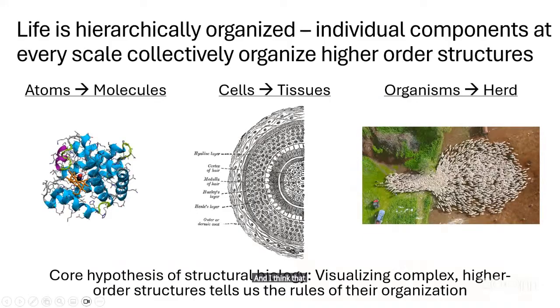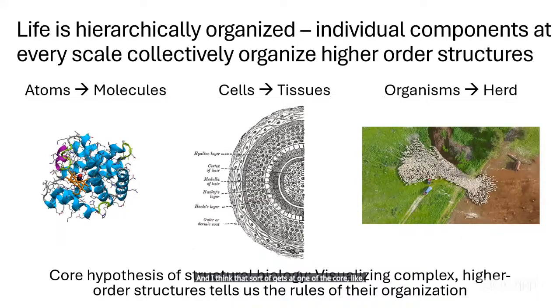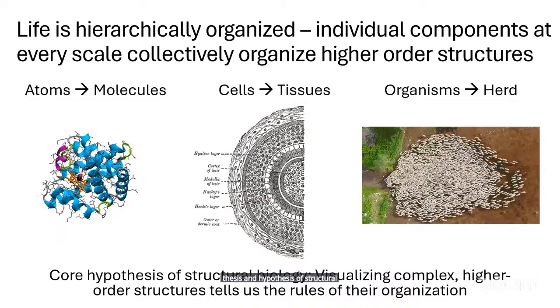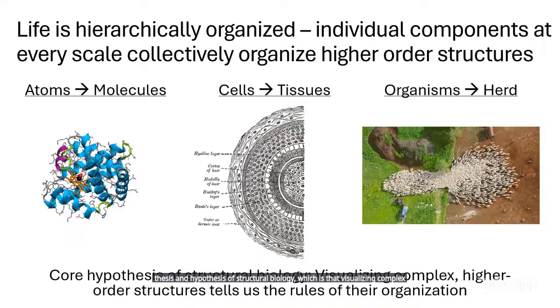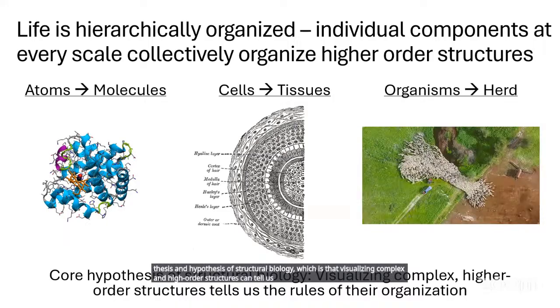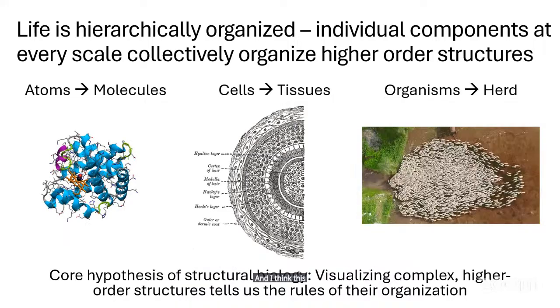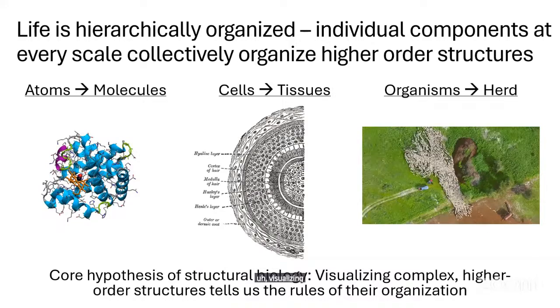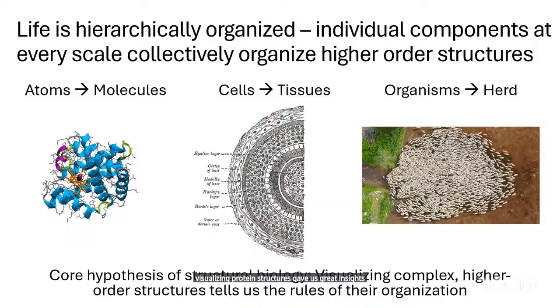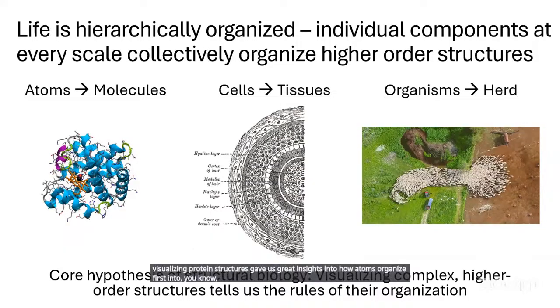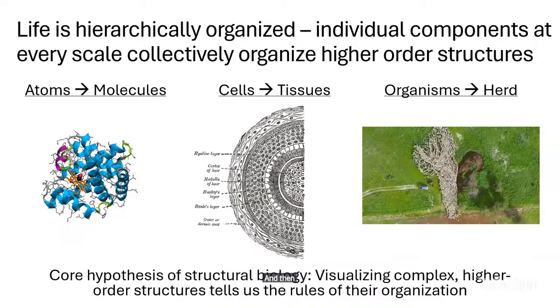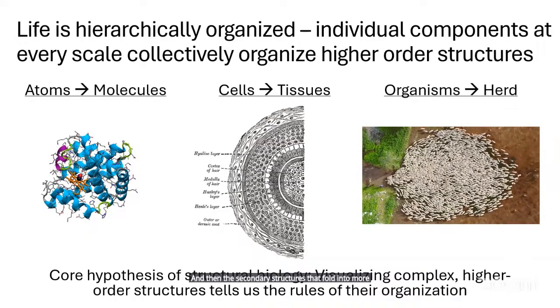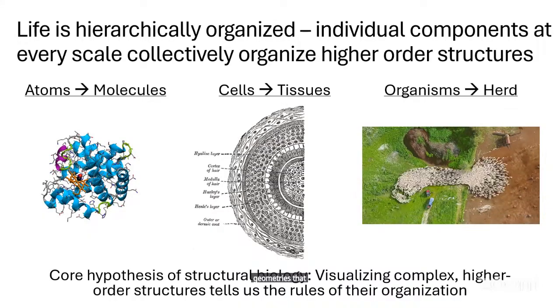And I think that gets at one of the core theses and hypotheses of structural biology, which is that visualizing complex and higher order structures can tell us the rules of their organization. And I think this is true across a variety of length scales. Visualizing protein structures gave us great insights into how atoms organize first into sequences of amino acids, and then into secondary structures that fold into more complex geometries that allow enzymatic activity.